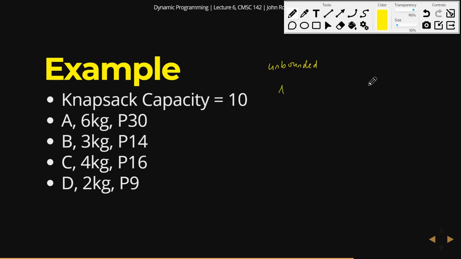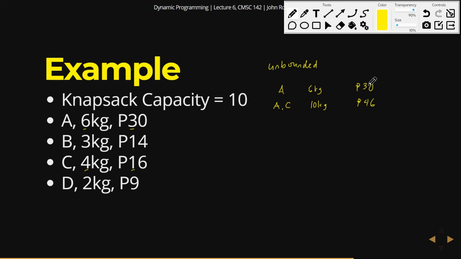Now, if you only take A, that is allowed, so you'll only have 6 kilos. You still have 4 kilos left, but if you choose to only take A, that's fine as well. But you only have a total value of 30. Now, is this maximum? Probably not, right? So, how about if we add A and C? Because if it's A and C, that would be 6 plus 4, then it would fit the 10 kilo limit, right? It still fits the capacity. And their total value would be 30 plus 16, that would be 46. But is this the maximum?